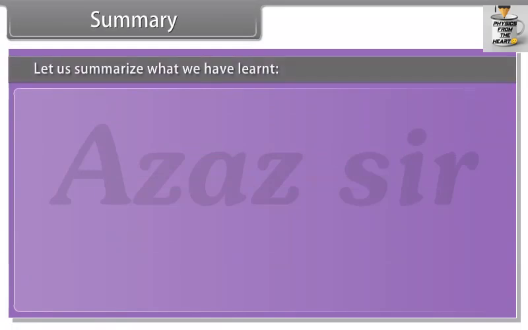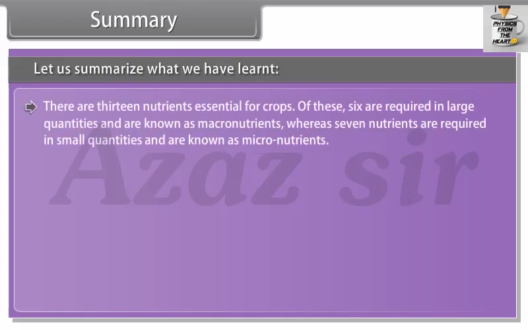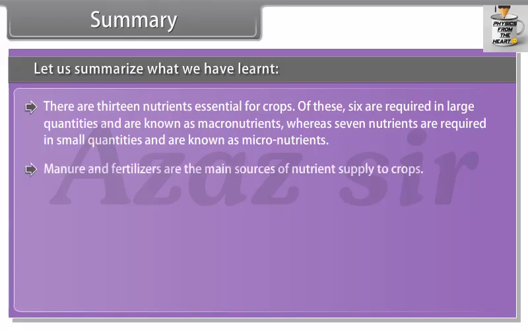Summary. Let us summarize what we have learned. There are 13 nutrients essential for crops. Of these, 6 are required in large quantities and are known as macronutrients, whereas 7 nutrients are required in small quantities and are known as micronutrients. Manure and fertilizers are the main sources of nutrient supply to crops.